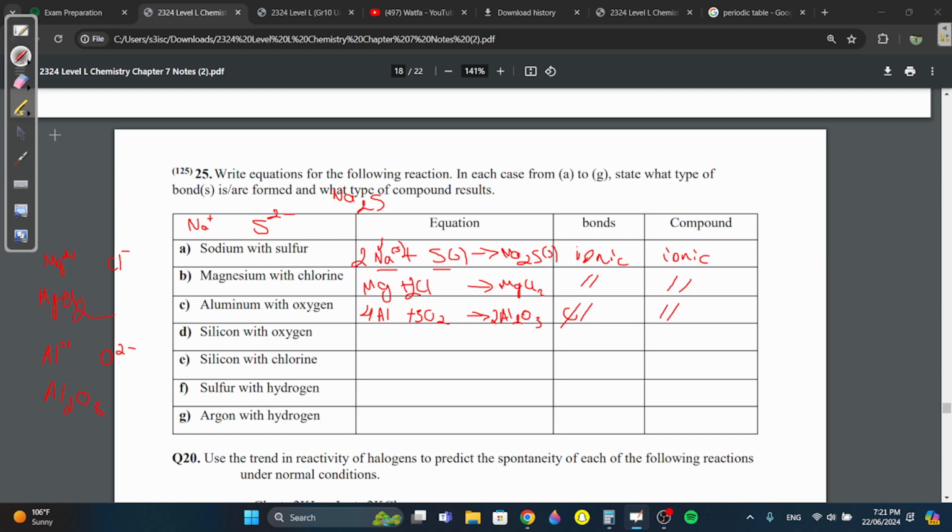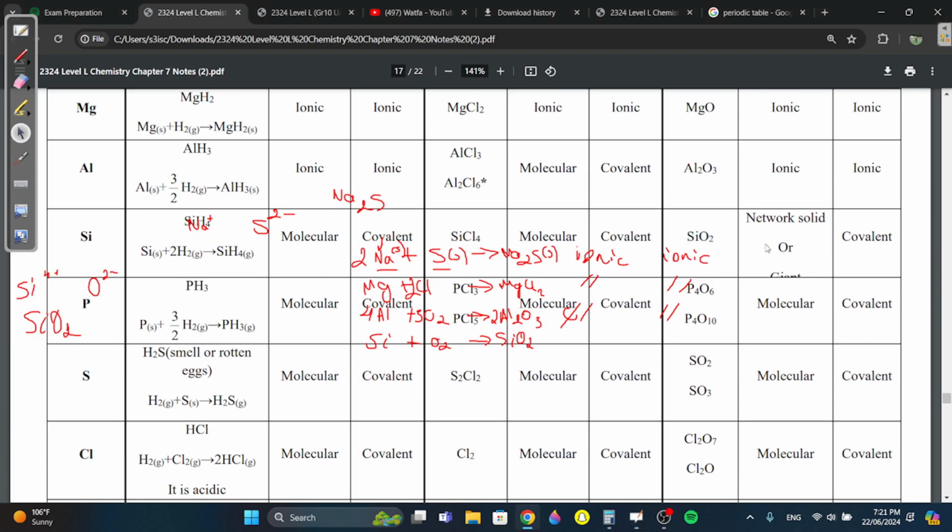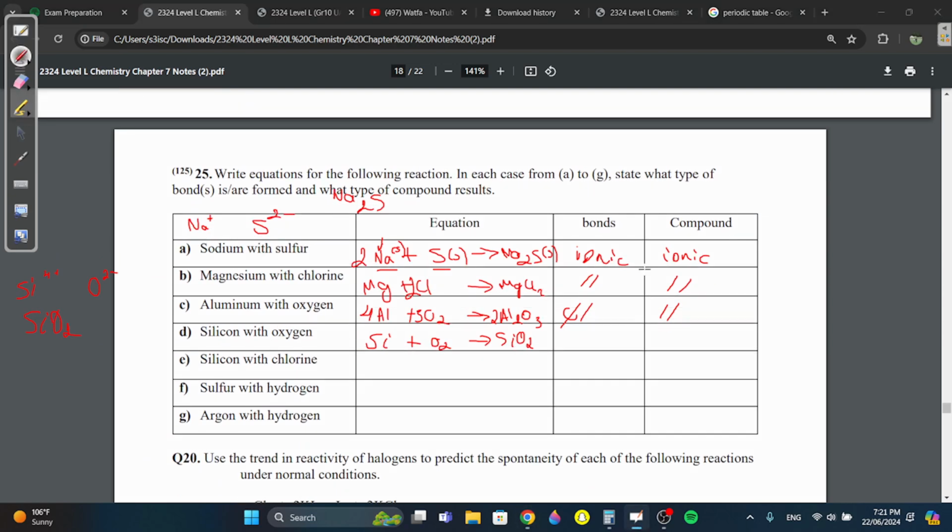Silicon with oxygen. Silicon is Si, 4 plus. Was it 4? I think so. Oxygen is O2 minus. This one's one of the exceptions, so it forms SiO2, right? So we're going to put Si plus O2 to produce SiO2. This is one of the exceptions over here, silicon with oxygen. We know that the bonds are covalent, but it's a molecular solid, or sorry, it's a network solid.